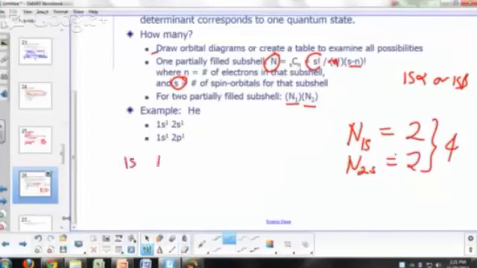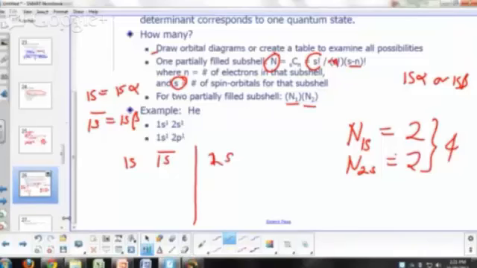You can have 1s bar, and bar means spin down. Let me use that abbreviation. 1s bar is the same thing as 1s beta, and 1s is the same thing as 1s alpha. And you can have 2s bar. You can have an electron in the 1s orbital spin up, and the electron in the 2s orbital can be spin down. The electron in the 1s orbital can be spin down, and the electron in the 2s orbital can be spin up. The electron in the 1s orbital can be spin down, and the electron in the 2s orbital can be spin up. It's 4 ways.